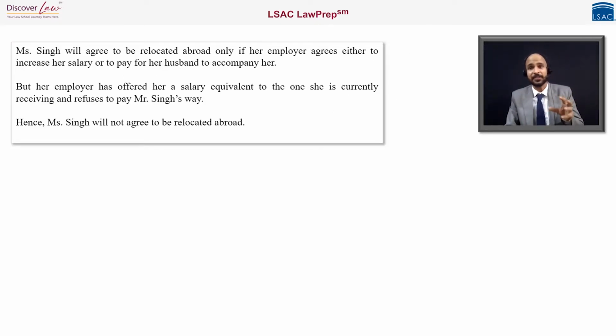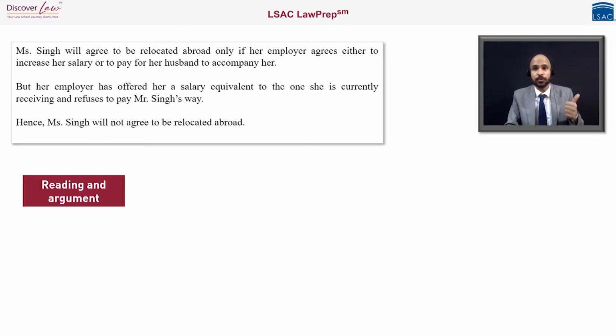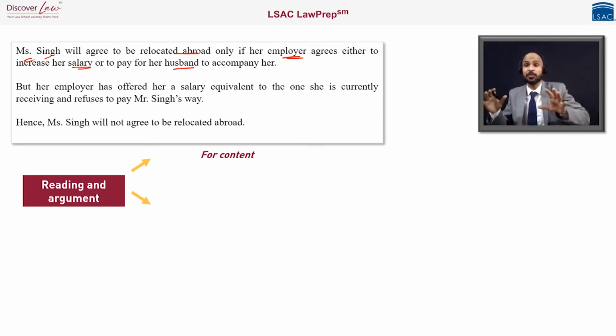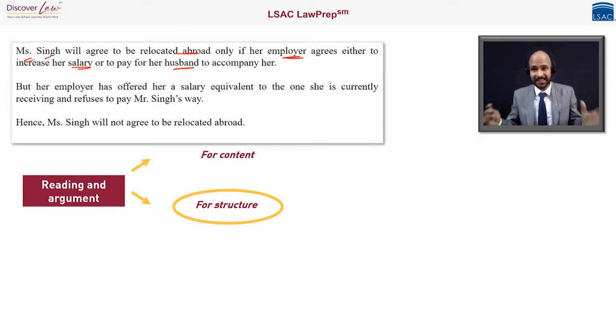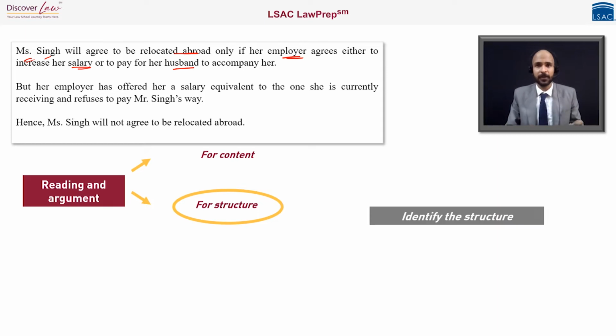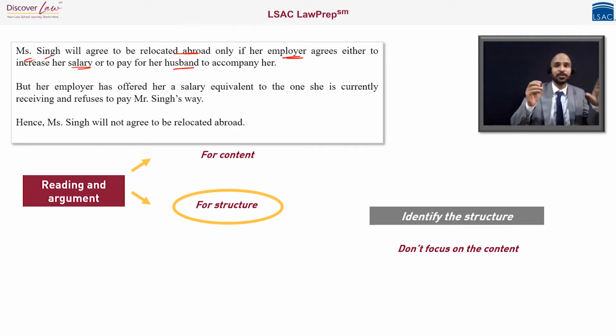So when you read a piece of text, particularly an argument, you can read it for content. For example, here you could read it as saying that the name is Miss Singh. Then she talks about an employer, relocating abroad, husband, salary, all of these. These are the content of the argument. The other thing that you can read the argument for is structure, particularly in this question. Although it's necessary in all questions of the LSAT to understand structure, particularly here, the structure is paramount. When you identify the structure, you will realize that you don't have to focus so much on the content.